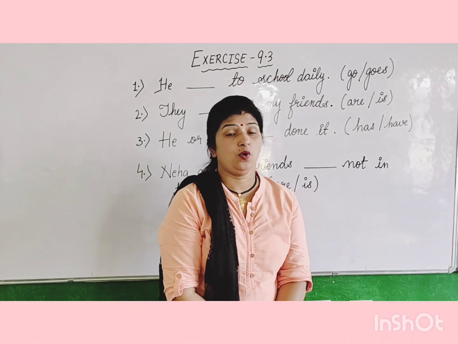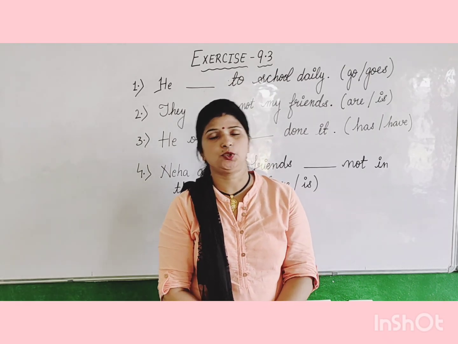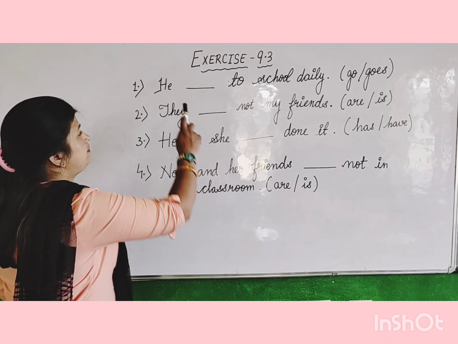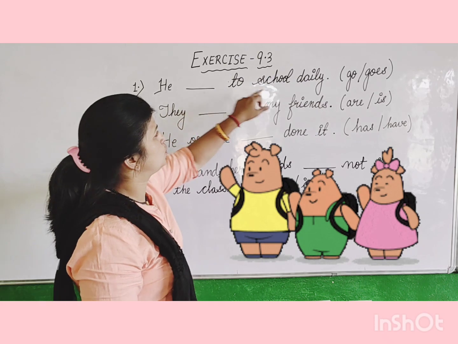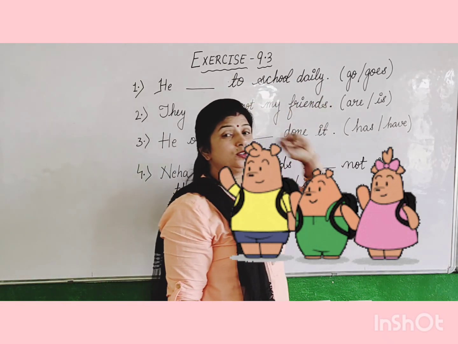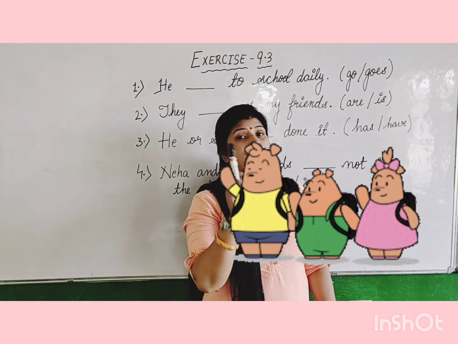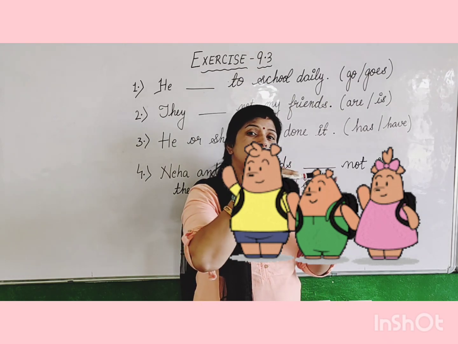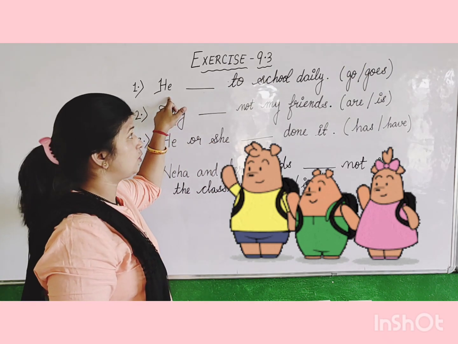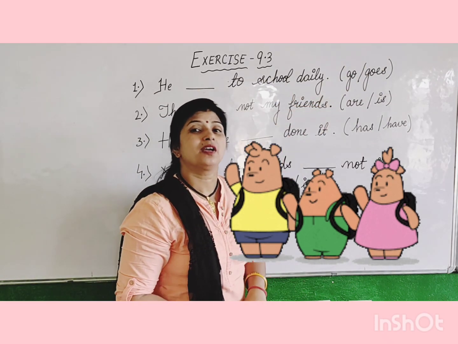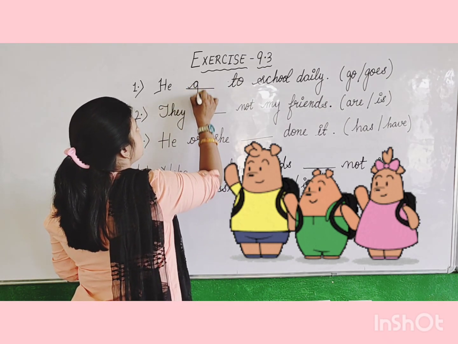My dear students, I hope that you all must have understood the subject and verb agreement. So let's do one exercise to know it better. In the first sentence, what you are seeing is: he dash to school daily. Go or goes. What we have learned in subject and verb agreement is that if one subject is there, then we will use one verb only. So in this, he is one subject only. So with one, what will come? Goes. So what will be the answer? He goes to school daily.